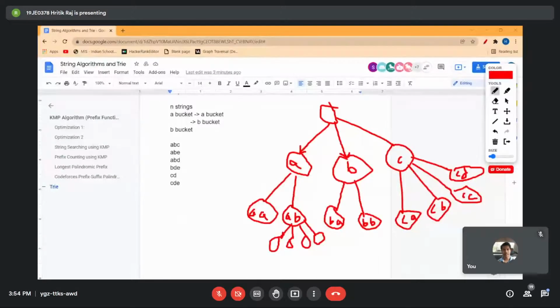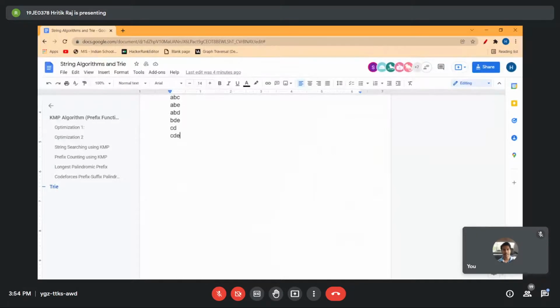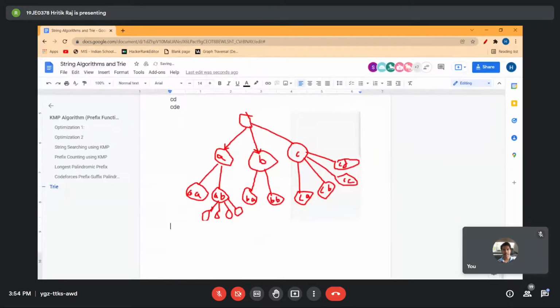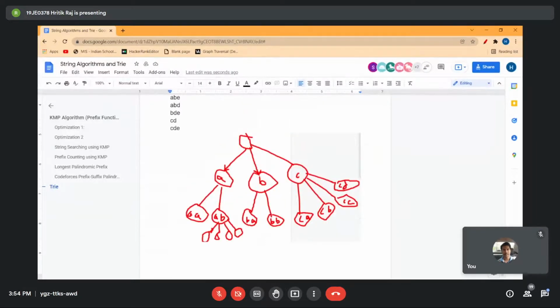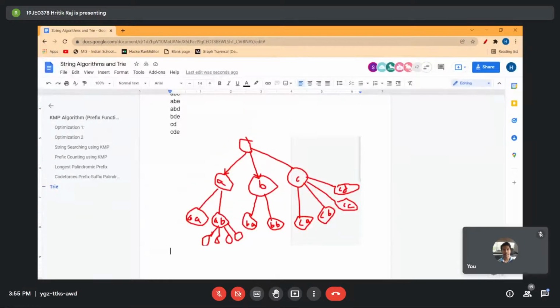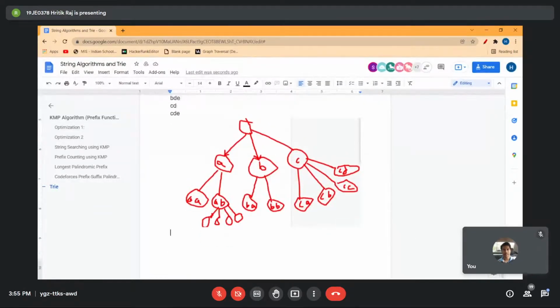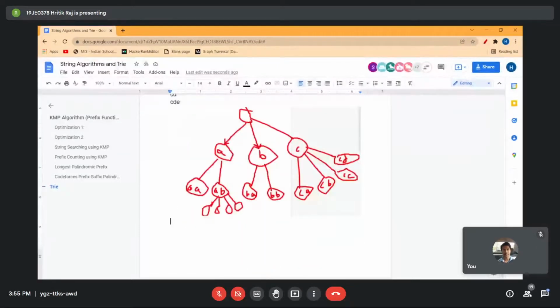Yes, we can say all leaf nodes will be the summation of all n lengths. In the worst case, we will represent all the n strings with different leaf nodes. But in that case also, the space complexity which you will require would be n into m, because n strings are there, and the maximum length we are considering is m.